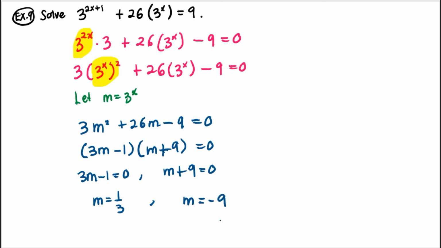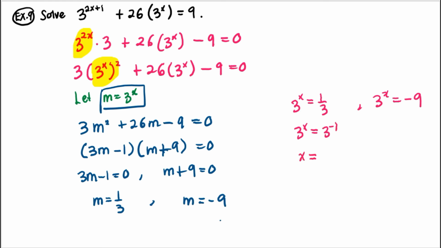Now, what is m? M is actually this one, 3 to the power of x. You have to rewrite that m as 3 to the power of x. So I have 3 to the power of x which is equal to 1 over 3. Another one, 3 to the power of x which is equal to negative 9. Now, what will happen? In this case, 3 to the power of x, this one will become 3 to the power of negative 1. Therefore, x is equal to negative 1.